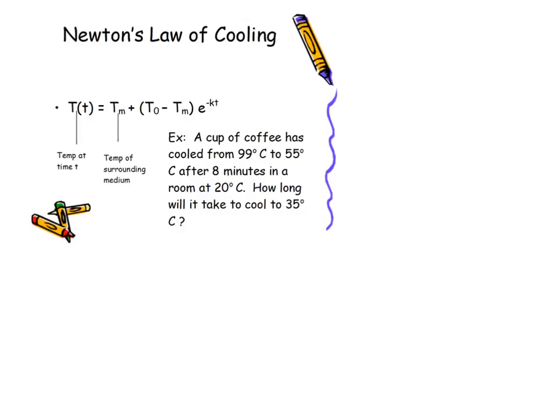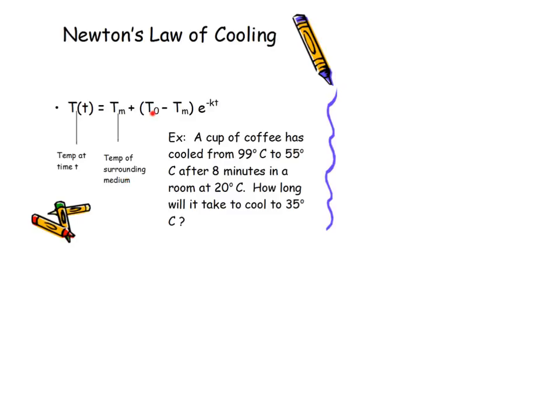Here's our formula. The first one, this is the temperature at time t. Typically, that's like your ending temperature. T sub O is your initial temperature. Here's another T sub O. Oh, I'm sorry, that's a T sub M. T sub M is your temperature of your surrounding medium. That is your, like your room temperature.